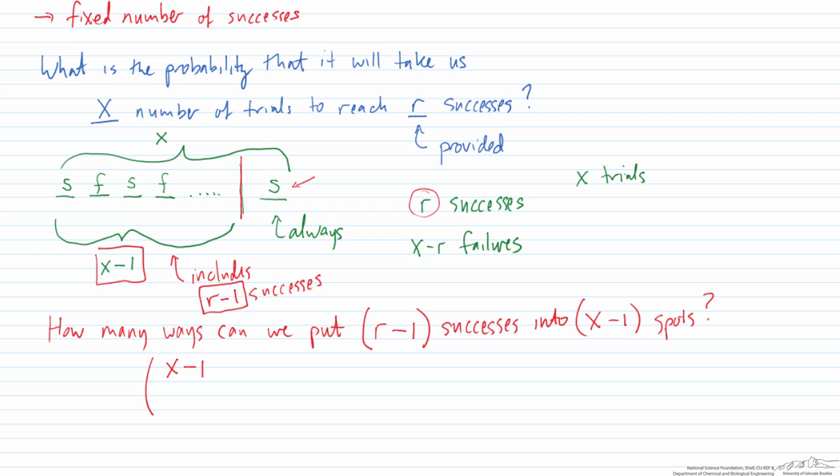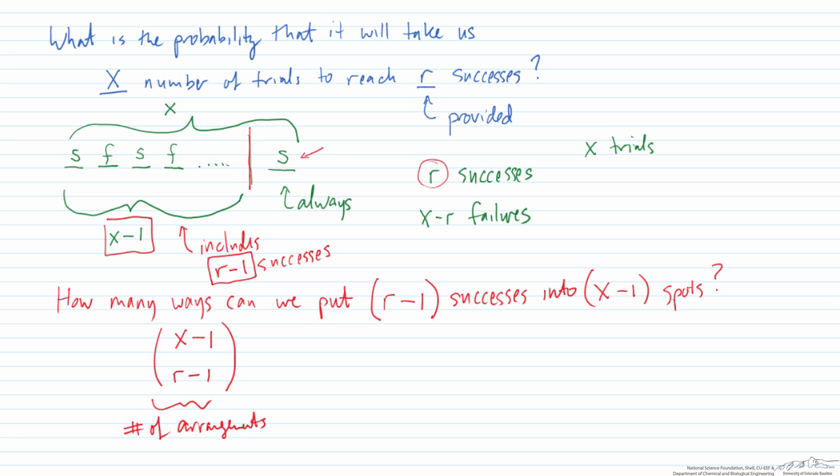So we have X minus 1 spots, and how many ways can we put R minus 1 successes? Now, in order to calculate the total probability of those number of successes in X minus 1 spots, we have to take each one of those arrangements, because this is going to be the number of arrangements that we're making. For each of those arrangements, we have to multiply by the probability of a single arrangement. So what's the probability that we will have an arrangement that includes R successes, because we're looking at the total possibilities now, and X minus R failures?